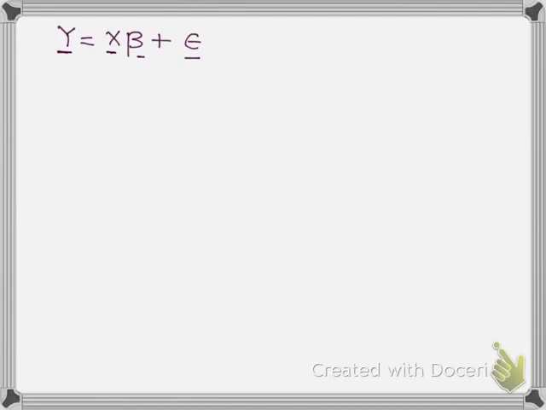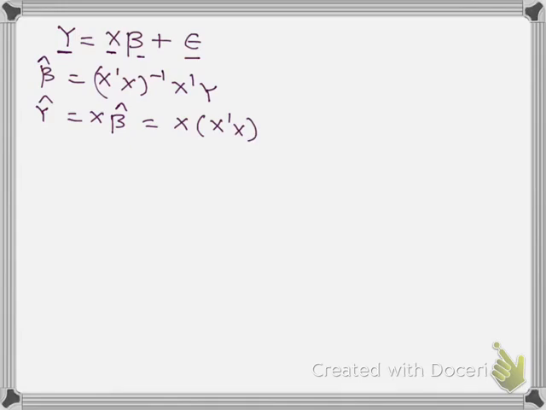So if we are dealing with simple linear regression, beta hat is equal to (x transpose x) inverse x transpose y, and y hat is equal to x beta hat, or x times (x transpose x) inverse x transpose y, where this thing is called the hat matrix because it is putting a hat on y, or basically estimating the y's. So this is called the hat matrix.